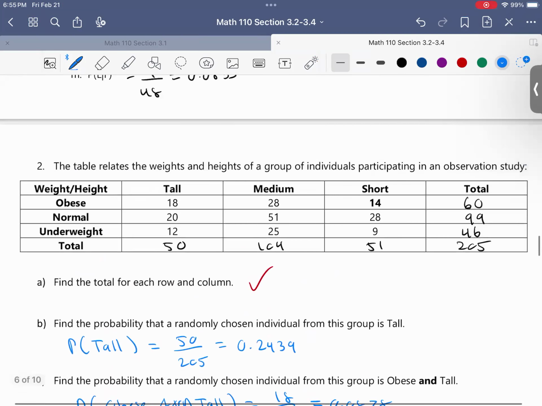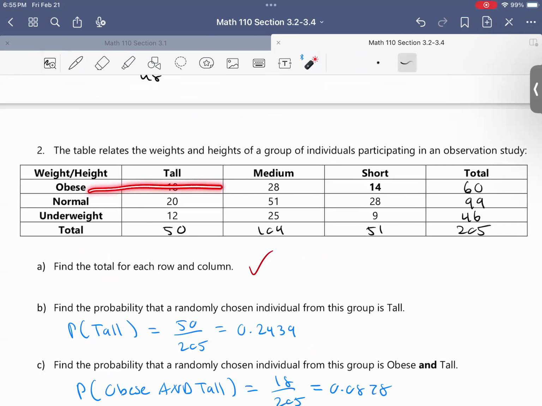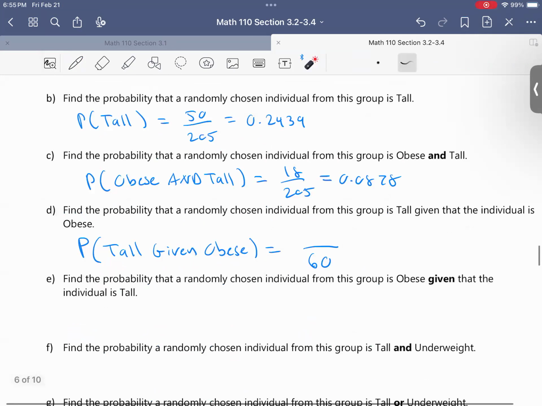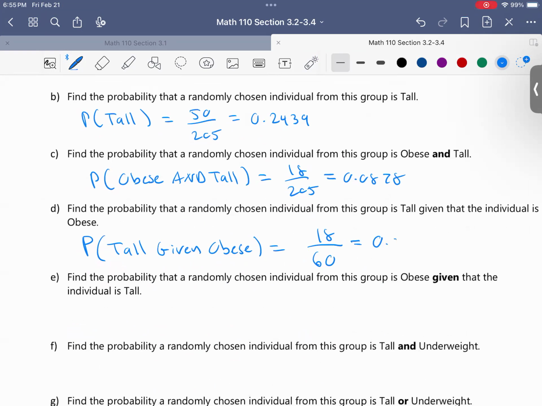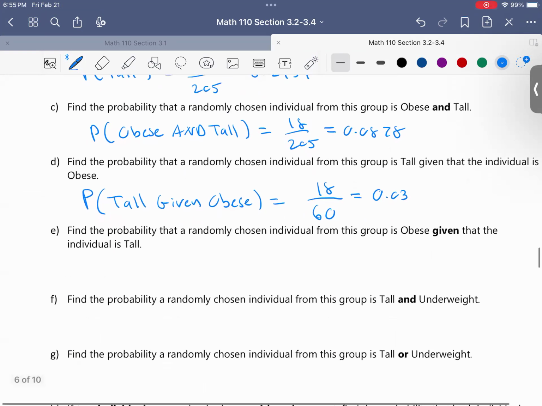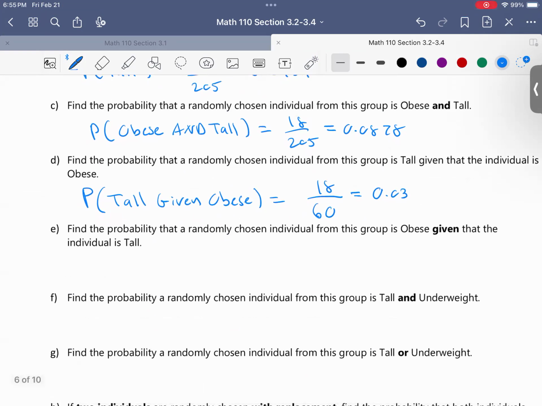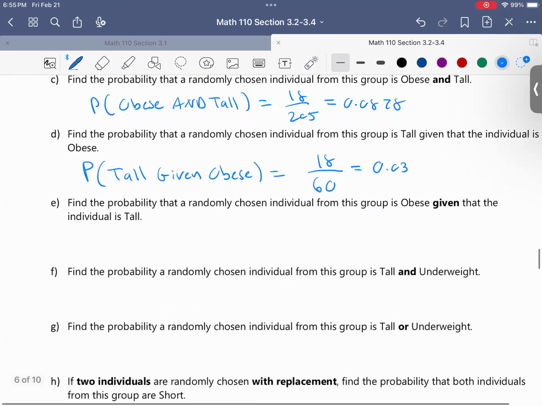And so since I'm living in that obese row, it's asking tall given obese. And where's that at? 18 again. So it's going to be 18 out of 60. Okay, so we calculate this probability. It comes out to a nice 2 decimal number, which is a 0.03. Okay, moving on to E.